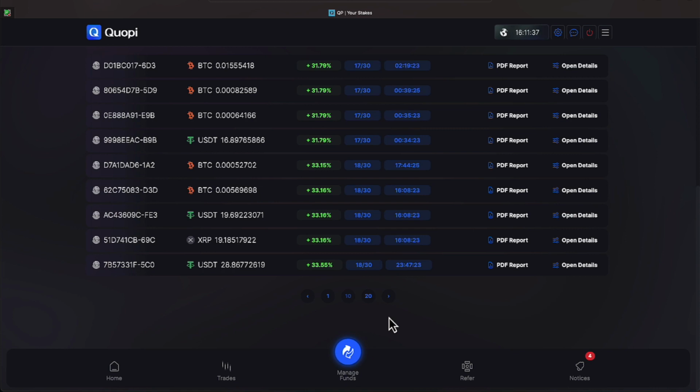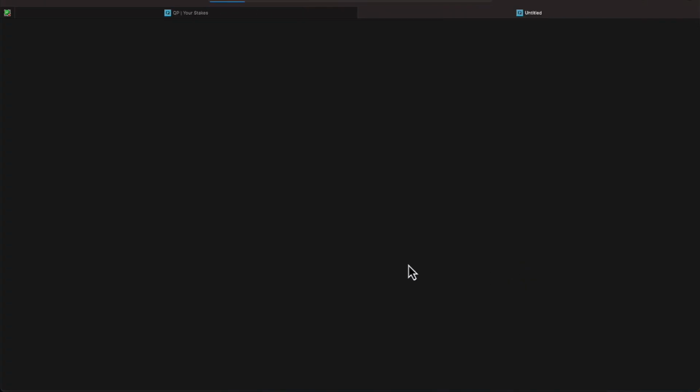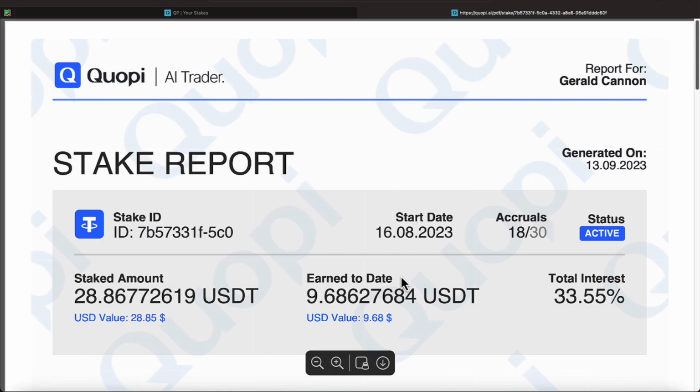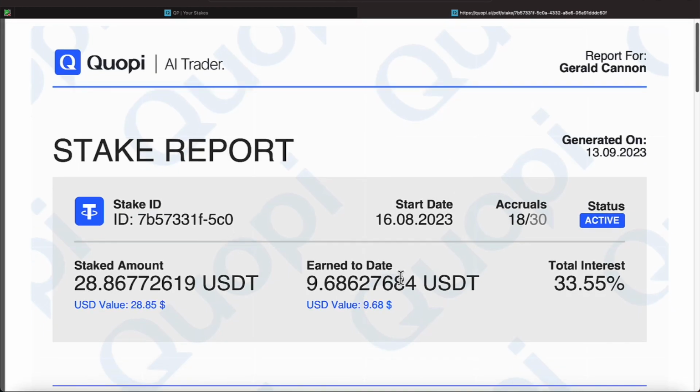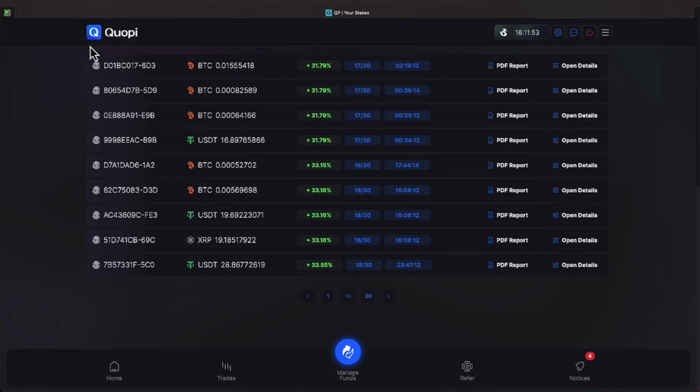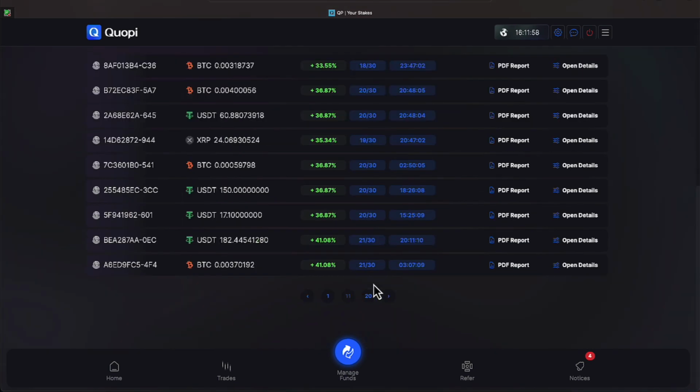31.79%, and on 18 trading days, Quopi has achieved a 33.55%. We'll take a look at this USDT that we gave Quopi to work with, which was $28.86, and Quopi has returned $9.68 and still has 12 more trading days to work the magic of trading this for us.